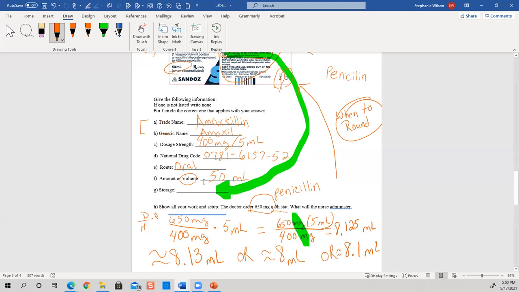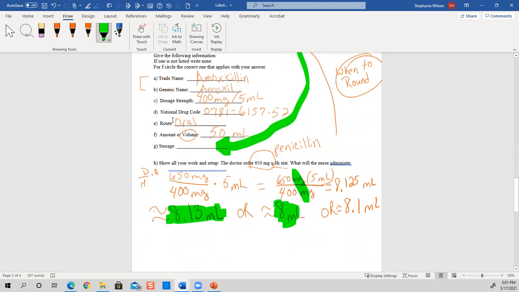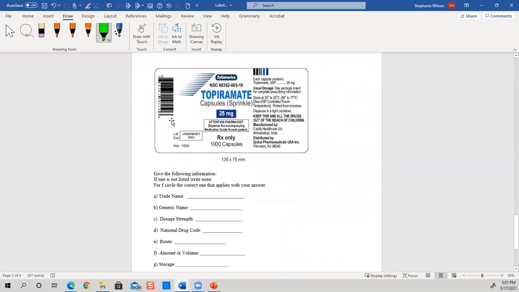And if you're confused, in this case, since it is math class, I would ask you to round to the nearest hundredths because it's not an IV, it's an oral dosage. However, in real life, there's a chance you probably will round to the nearest whole number because that's easier to measure, right? 8 milliliters is easier to measure. Let's do one more example.